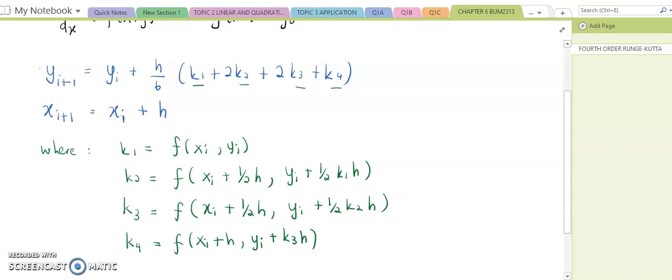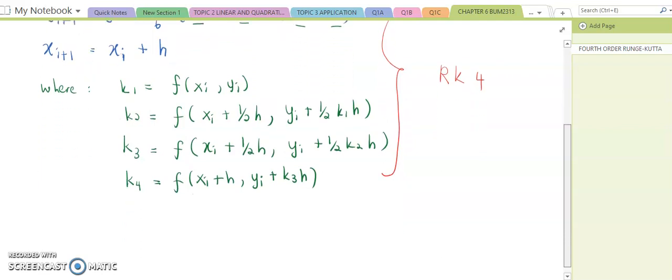The derivation of this formula will not be shown in this video. Okay, and don't worry, you don't need to memorize this formula. This formula is given in your exam. Okay, next we will look at a few examples.